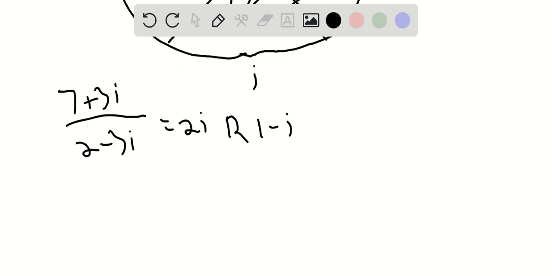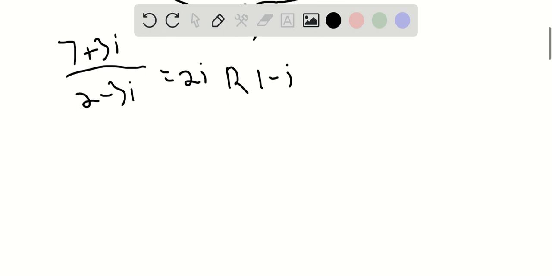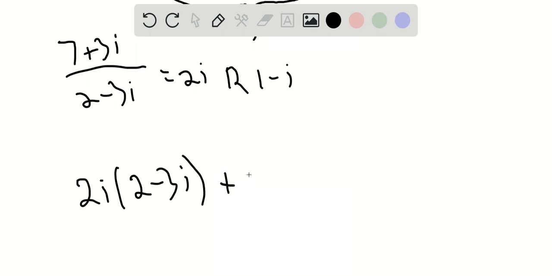If that's true, just like in ordinary division, when we divide the dividend by a divisor, we get a quotient. Well, then we have to have that the divisor times the quotient plus the remainder should be equal to the dividend. Right? Is that true in this case? Well, let's see. We would have the quotient times the divisor. So we'd have 2i times 2 minus 3i, and then plus the remainder, so plus 1 minus i. That should be equal to 7 plus 3i, if we're correct.